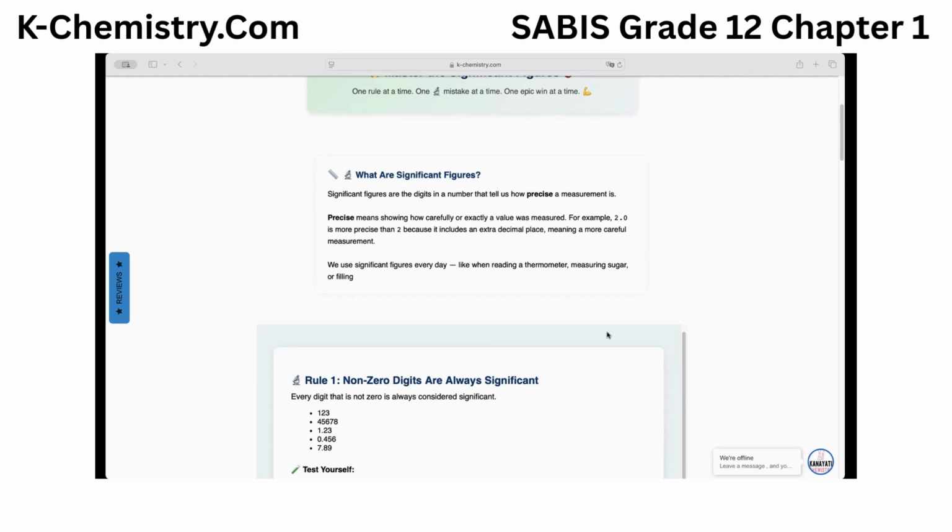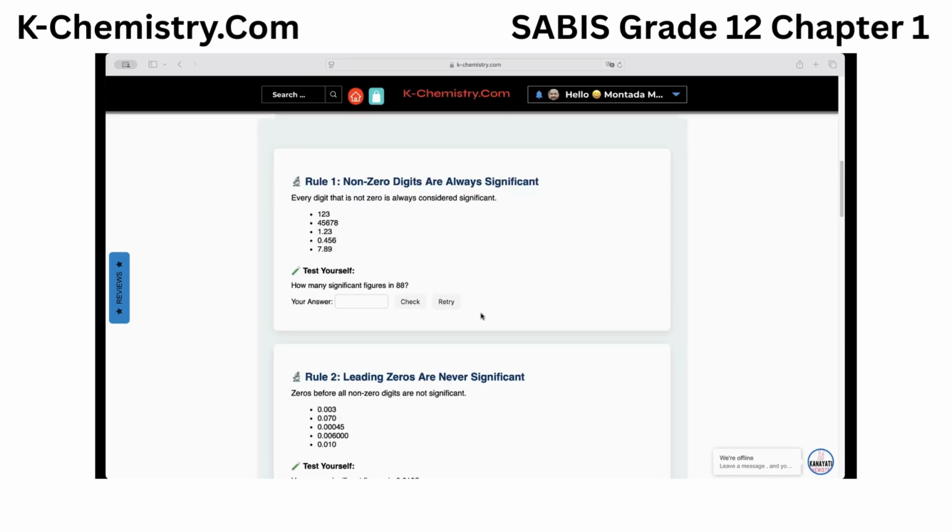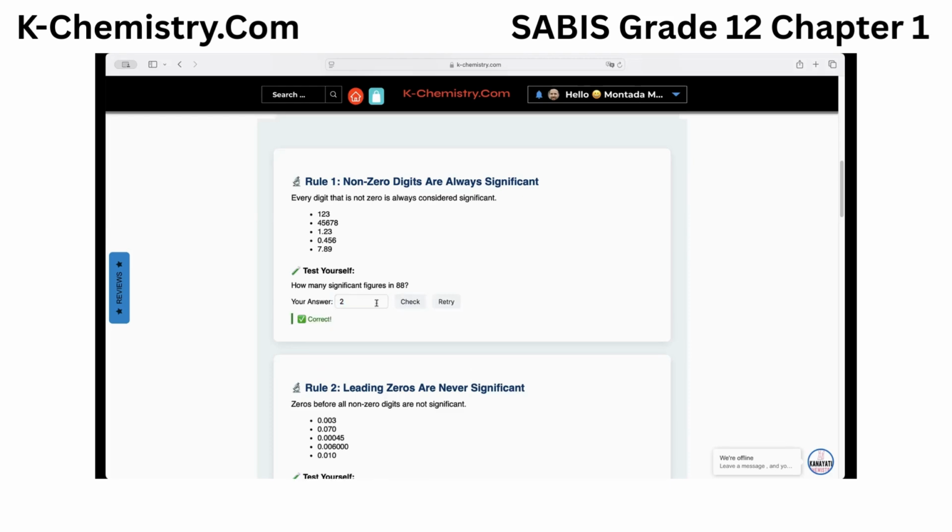So let's start with rule number 1, the non-zero digits, the numbers which are not zero. Are they significant or not? Let's see our nice website. So let's see rule 1. Digits which are non-zero are always significant. So 1, 2, 3, 4, 5, 6, 7, 8, 9. This is always significant. 88. How many digits? 2. Yes.